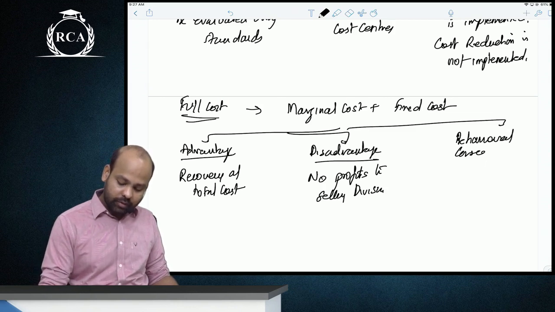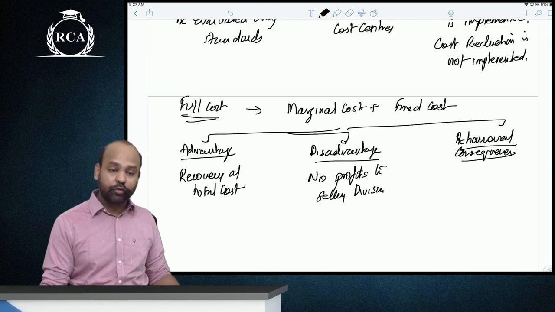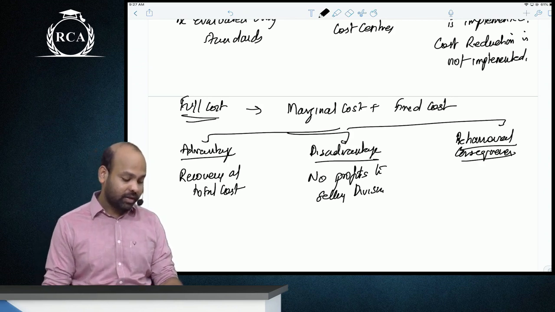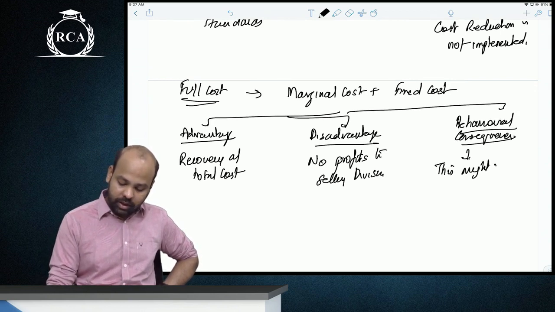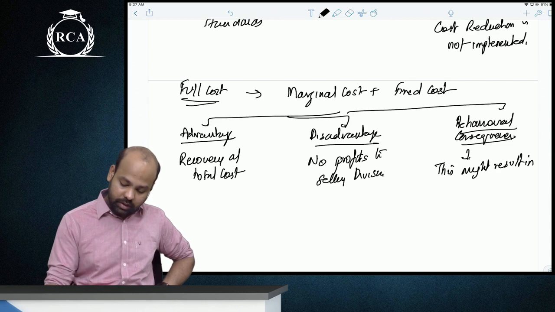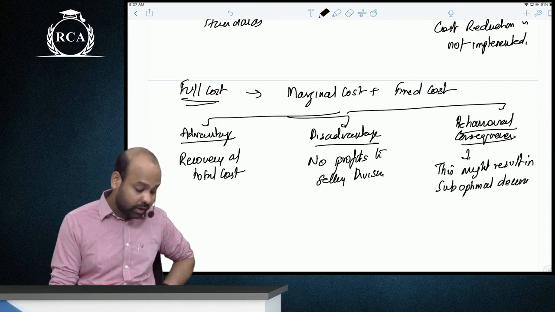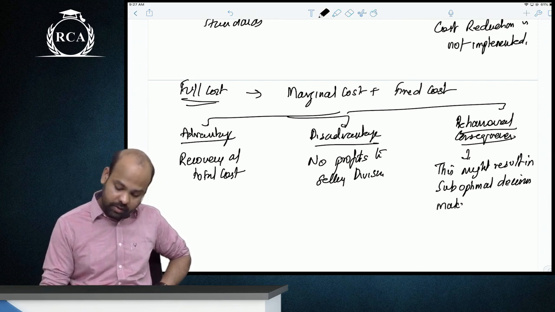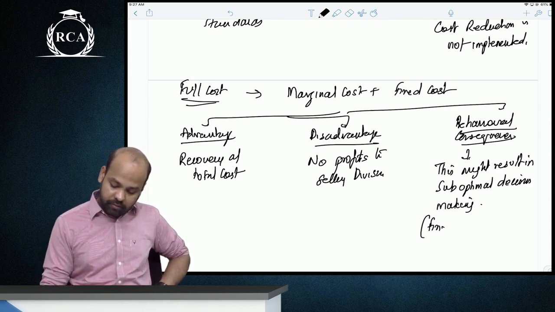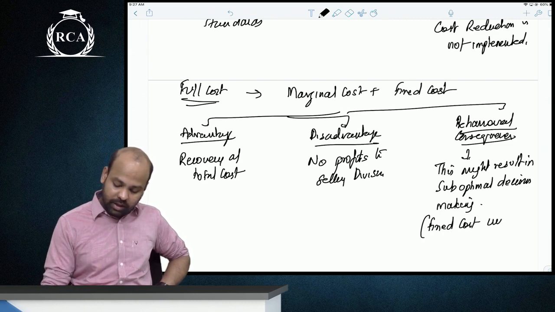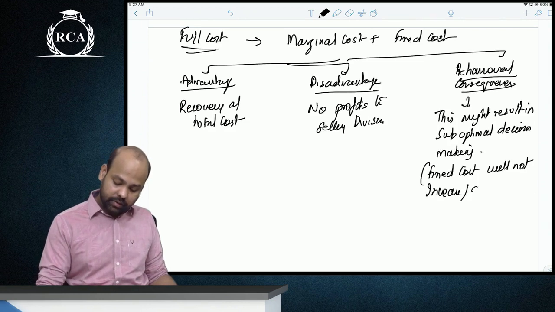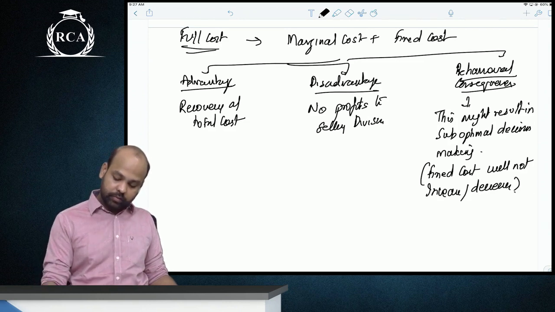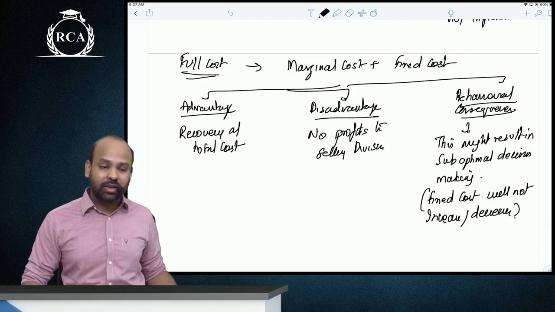Most important when it comes to the analysis part. What will happen, beta, if they do it on full cost basis? This might result in suboptimal decision making. How will it result in suboptimal decision making? Fixed cost will not increase or decrease. What if the other division rejects?